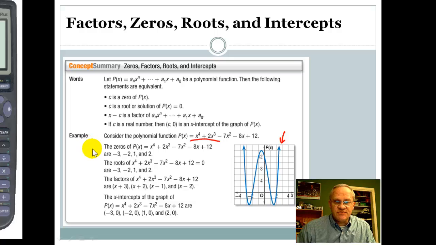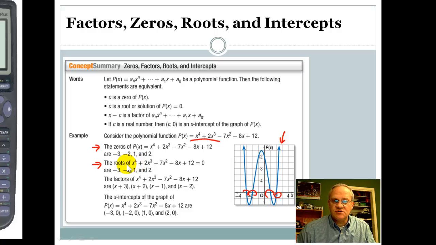And basically in this first step, they're saying the zeros of this, remember the zeros are where the graph crosses the x-axis, so it would be right here, here, here, and here, right? Well, that's -3, -2, 1, and 2. So it's just saying the zeros of this function are those points.